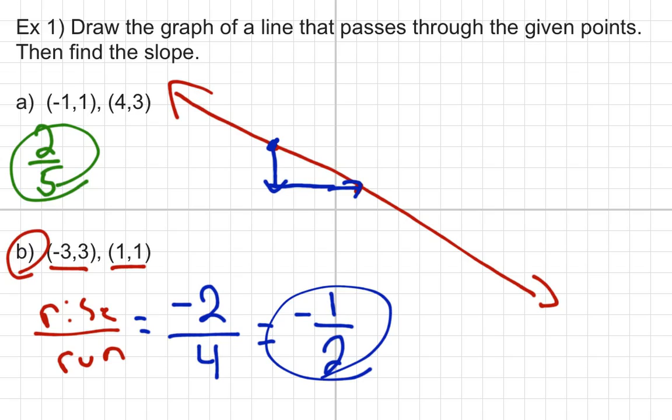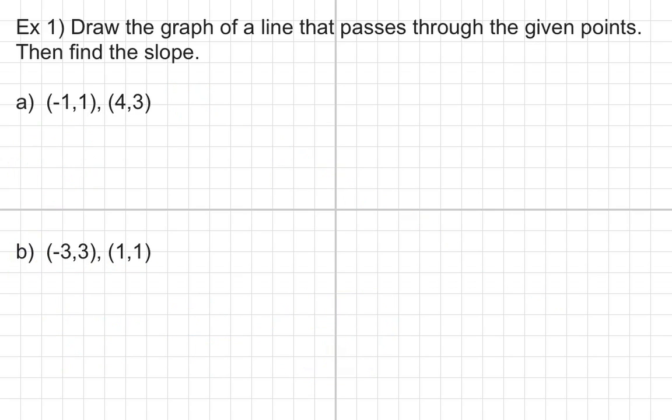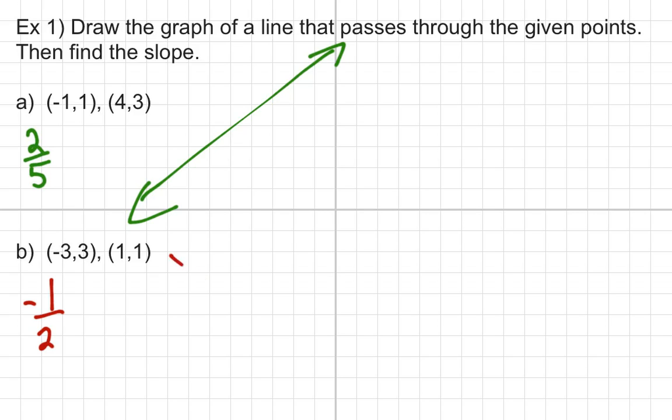Okay? One thing I'm going to point out while we're on this page, so I'm going to, again, clear the ink, and remember that we got 2/5 for this answer, and it was a positive 2/5. And for the second one, we end up getting a negative 1/2 for that answer. Notice that part A ended up being a positive answer, and part B ended up being a negative answer. Well, for part A, we ended up getting a line that went this direction, like this. And for part B, we ended up getting a line that goes this way.